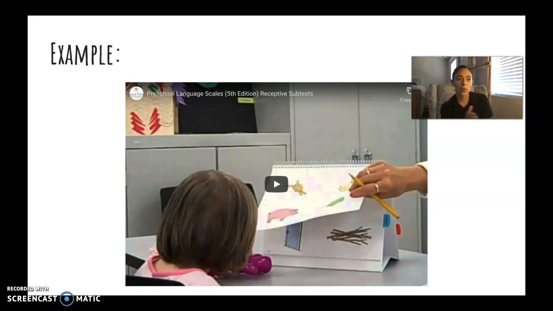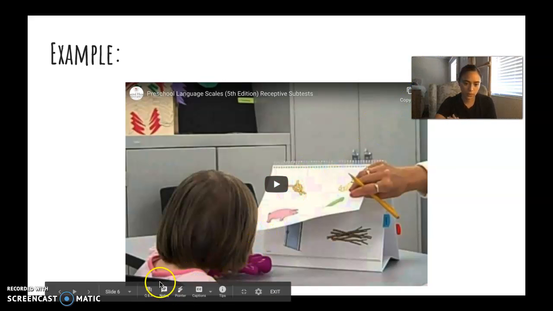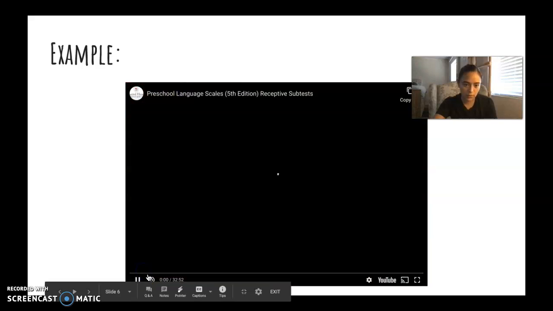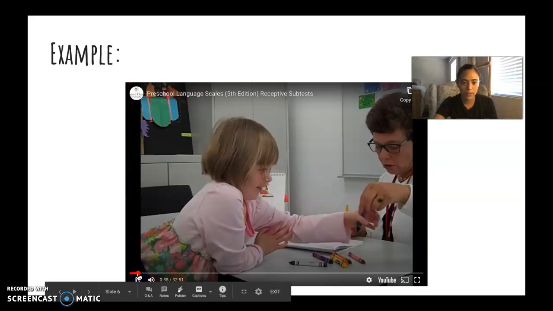And I'm going to forward a little bit. So at the beginning, it's just the administrator handing the child certain colors, and the administrator wants the child to label the colors. And the child at this point is 4 years old. So I'm just going to forward just a little bit.